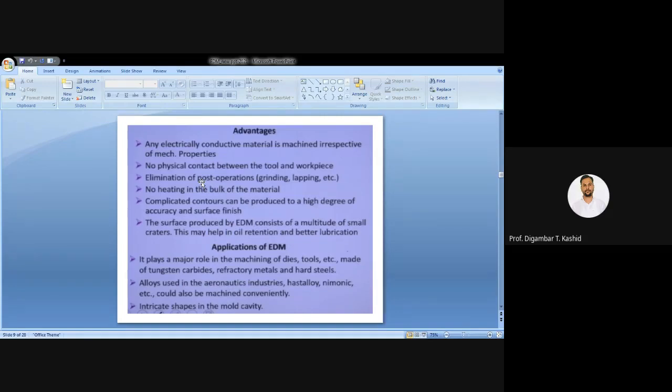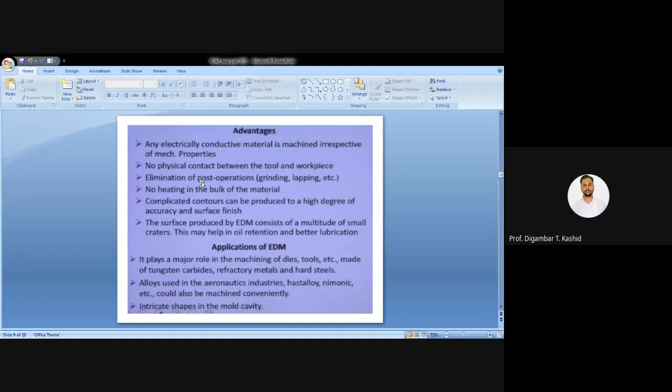Any electrically conductive material can be machined. Any hard conductive material, irrespective of its hardness, can be machined. The second advantage of this process is that there is no physical contact between the tool and workpiece. As we know, between your tool and workpiece we have to maintain the minimum inter-electrode gap (IEG).